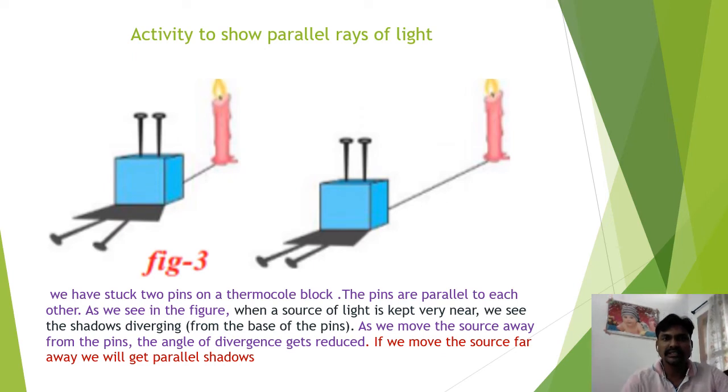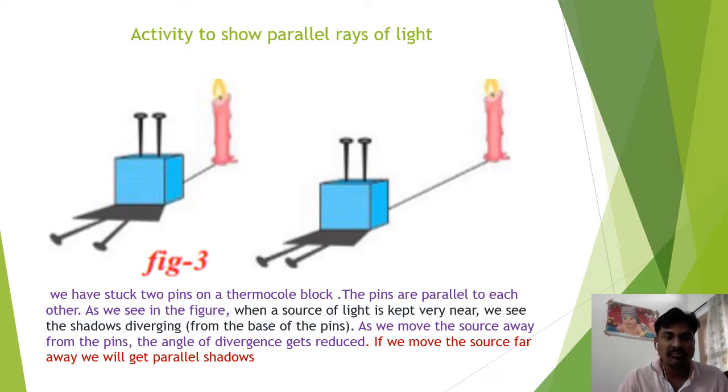Now we see the activity to show parallel rays of light. In this activity, we see how we get parallel rays of light. When the source of light is near to the object, we see the light rays diverging from each other. When the source of light is far away, that means when the distance between the object and the source of the light is more, you can see the rays which are parallel to each other.